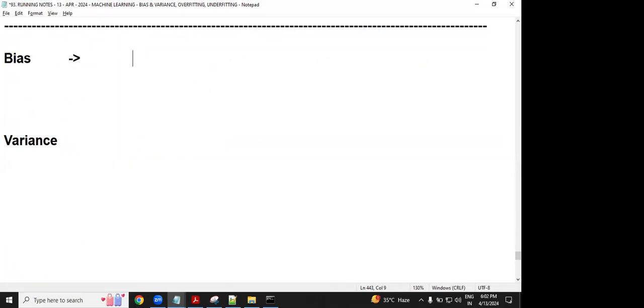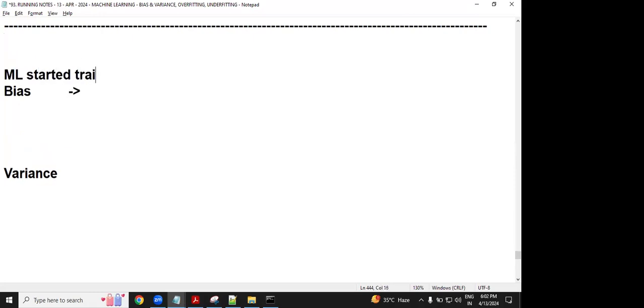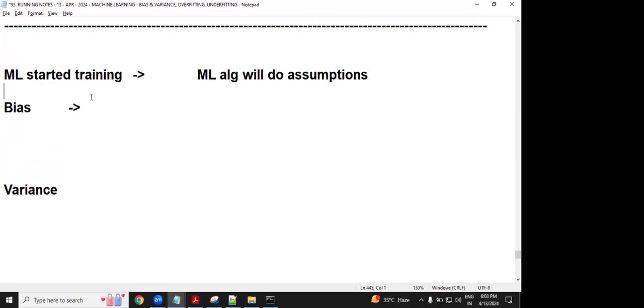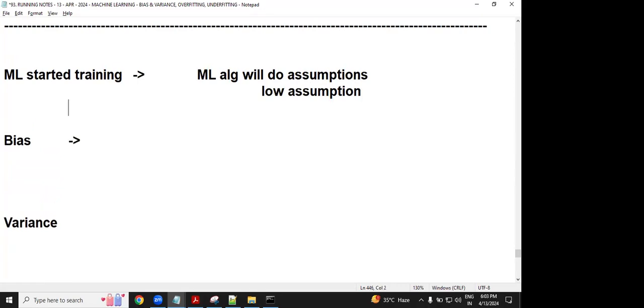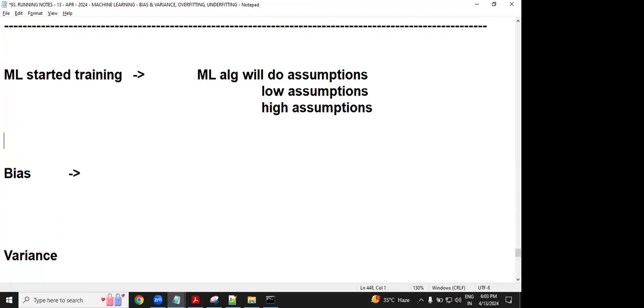It is also called, once the ML algorithm started training, what exactly? Training. Then in the back end, the ML algorithm will do assumptions. What do you mean by assumption? Would you have low assumptions? Next one is high assumptions. First of all, let me tell you what do you mean by assumption.